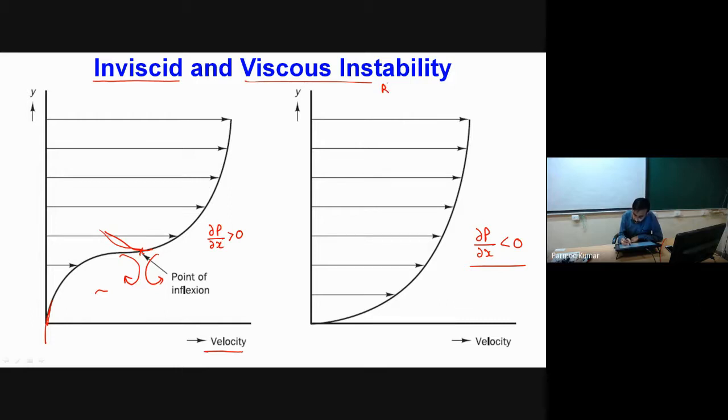Let me define two Reynolds numbers over here. One I am calling the critical Reynolds number, which I define as U times X critical divided by nu, and another I am defining as the transition Reynolds number, Re trans, which is U X trans divided by nu.